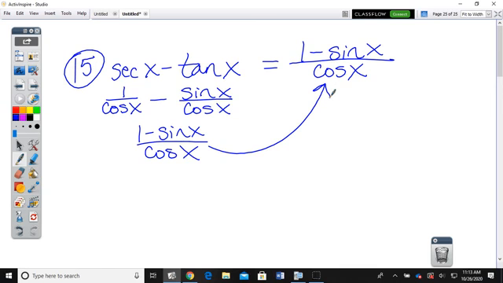Always, don't ever be surprised when you're like, oh, they're the same. That's what you need to be focused on: what can I do to make it the same? You're not working the right side, but you're using it to figure out how I can get 1 minus sine x on top. So when you do that, don't be surprised. Be like, oh, okay, I'm on the right track.